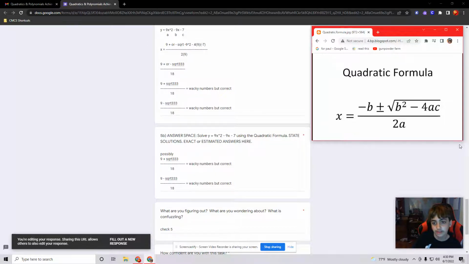You can study more about the quadratic formula, but this is it. x is equal to negative b plus or minus the square root of b squared minus 4ac all over 2a. Once you learn it, it's pretty handy. It's a pretty handy tool, I'll say.